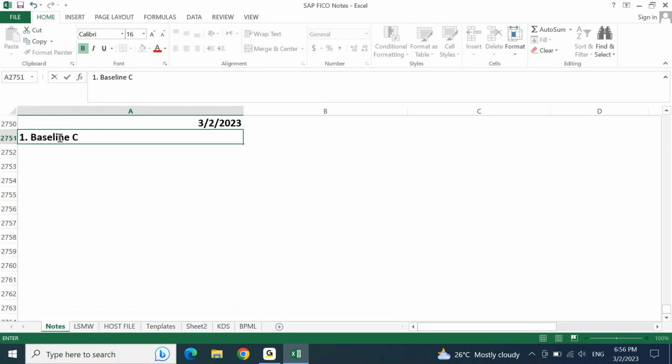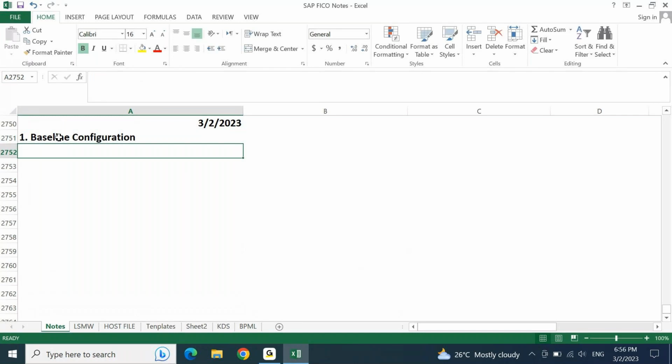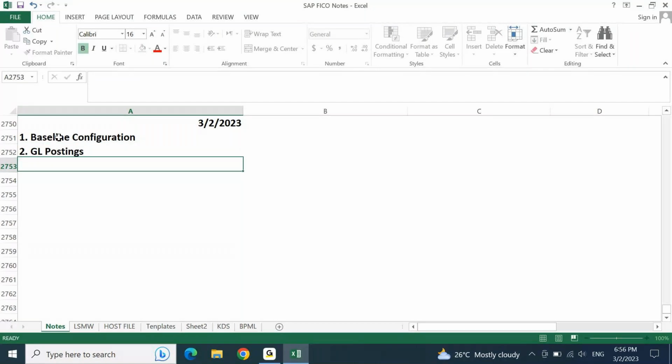So we talked about baseline configuration and GL postings. Third one, AP postings, AR postings.